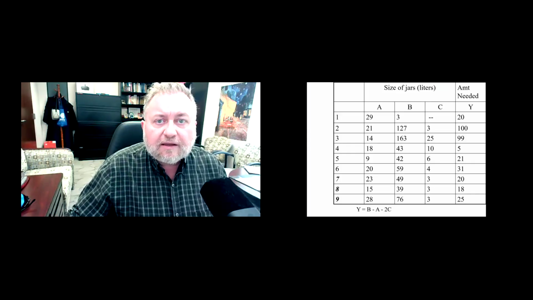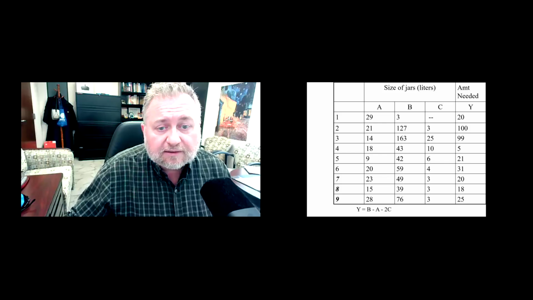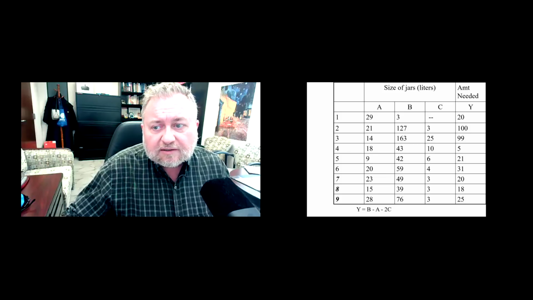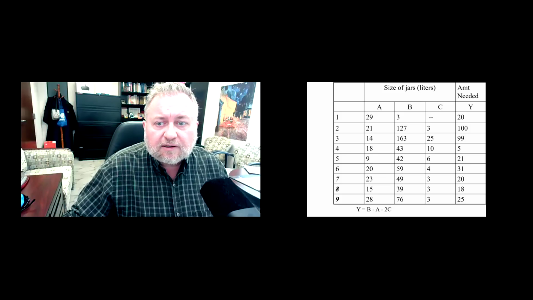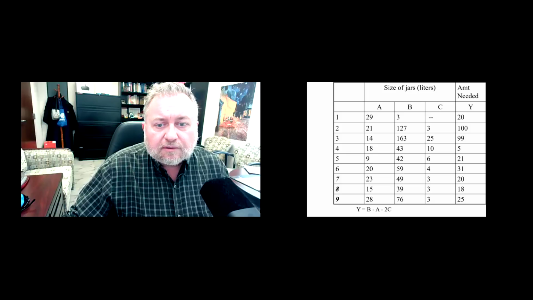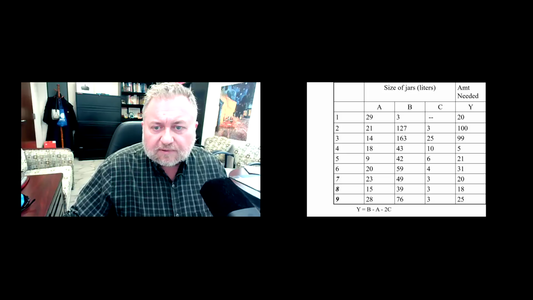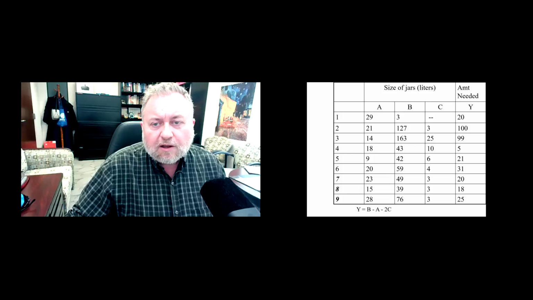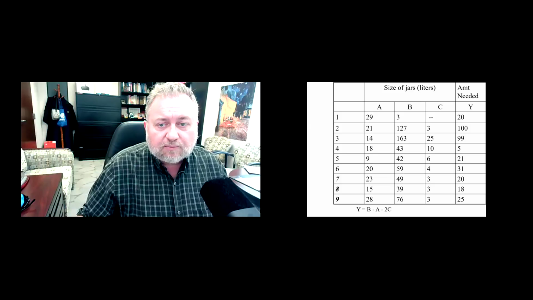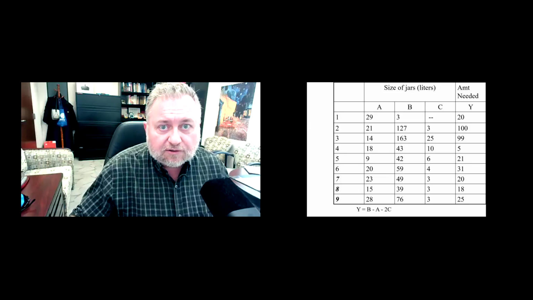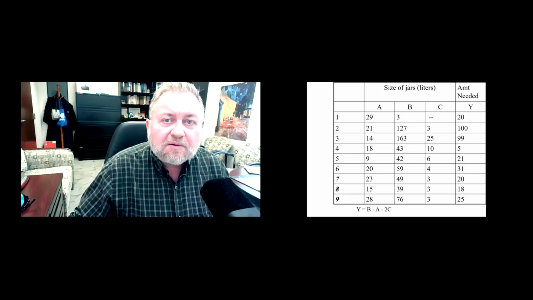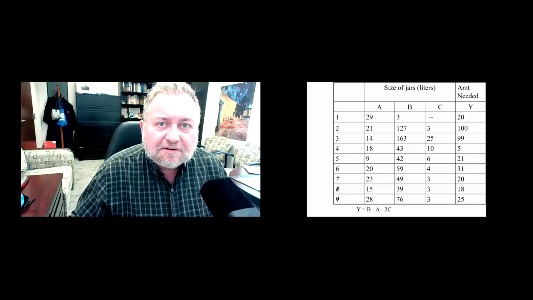I have jar A that can hold 29 liters of water. Jar B can hold 3 liters of water, and my task is to achieve some jar that contains exactly 20 liters. So one way to do this would be, this is the wrong way to do it, right? Which is I could fill jar B up one time, it holds 3 liters, and then I can pour that amount into jar A. So now jar A has 3 liters in it. And I could do this 6 times, and then jar A will have 18 liters in it, right?